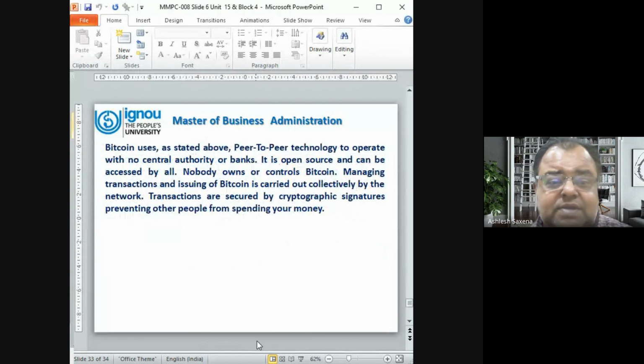Bitcoin uses, as stated above, peer to peer technology to operate with no central authority or banks. It is open source and can be accessed by all. Nobody owns or controls Bitcoin. Managing transactions and issuing of Bitcoin is carried out collectively by the network. Transactions are secured by cryptographic signatures, preventing other people from spending your money.